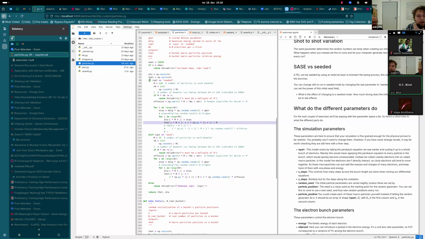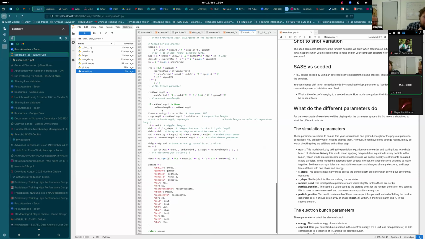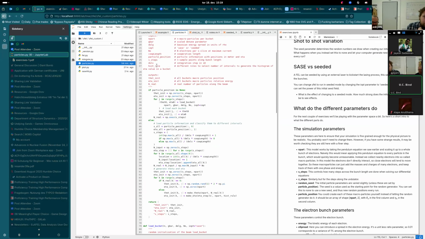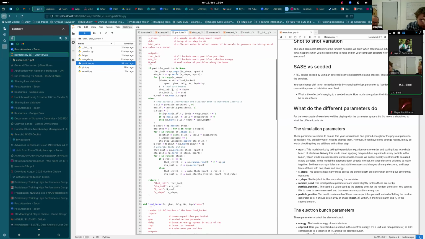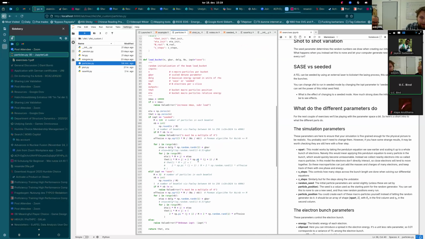The way it works is we start over in this SASE 1D. This does a lot of stuff, calculates some parameters, and then it calls this general load bucket. General load bucket, if the particle position is none, calls the load bucket. And this load bucket is what gives us our etas and thetas, these phases and energies that we then can propagate. But if this load bucket is in seeded mode, then we cut out some random noise that shows up in the SASE mode.